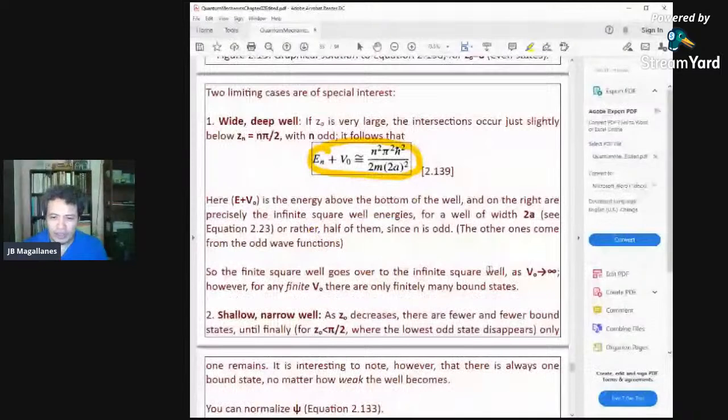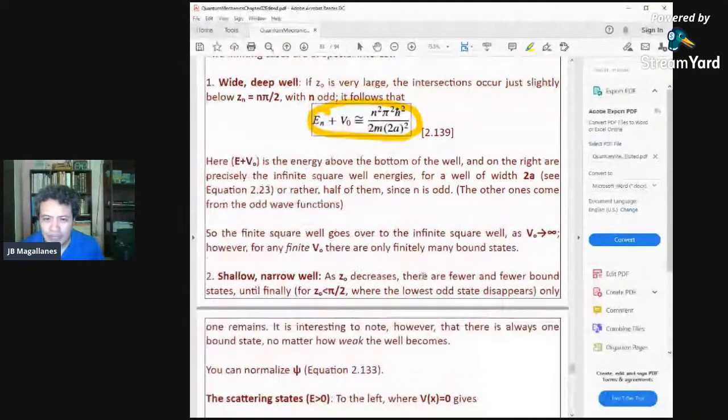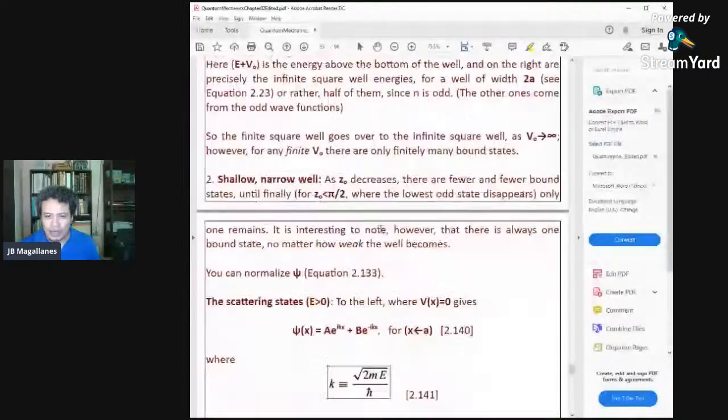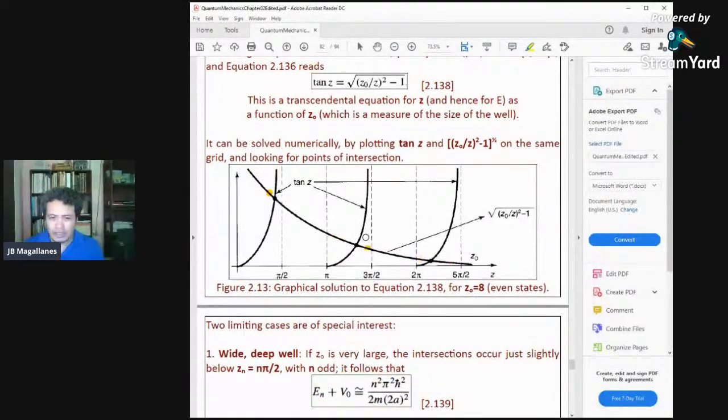For a shallow, narrow well, as Z sub 0 decreases, there are fewer and fewer bound states until finally, for a very narrow well, the intersection will slowly shift to this point, until when it's so narrow, only one state is left here. Oh, let's check this.